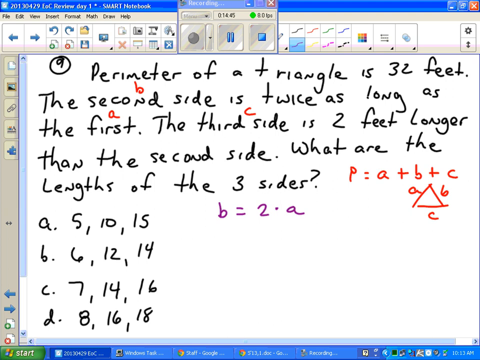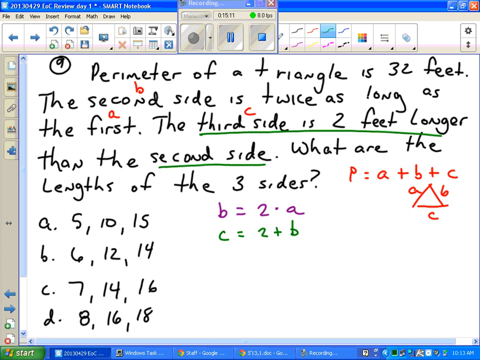The second statement said the third side is 2 feet longer than the second side. So the third side, C, equals 2 feet plus the second side, B. So you have two equations, B equals 2 times A and C equals 2 plus B, to go along with your perimeter, A plus B plus C.